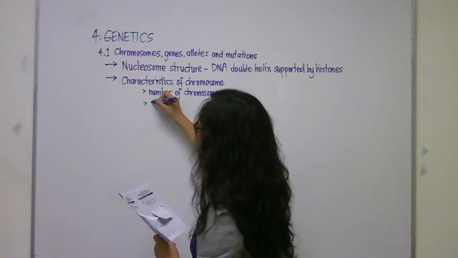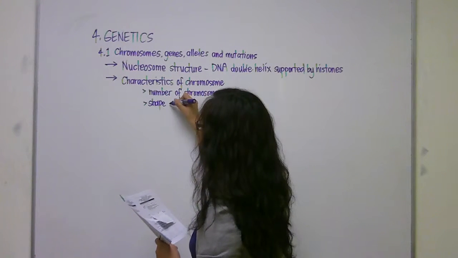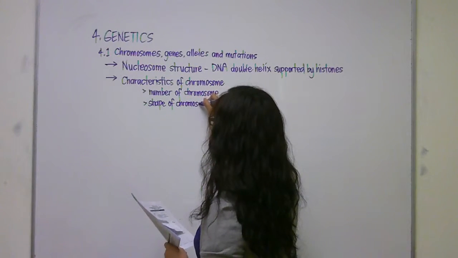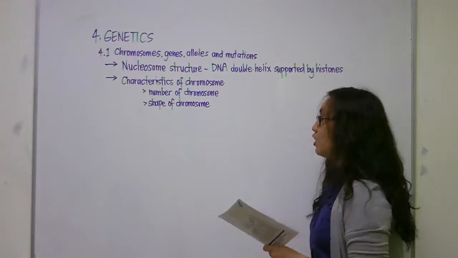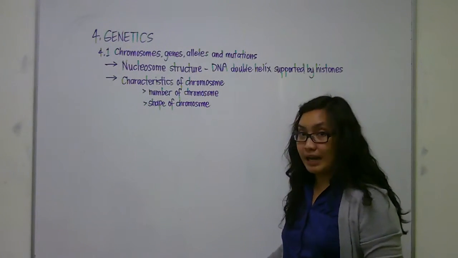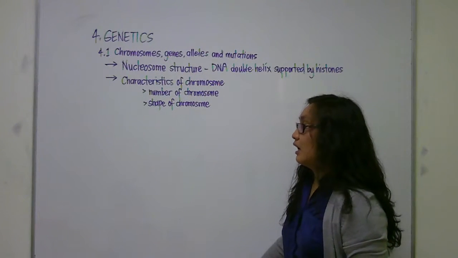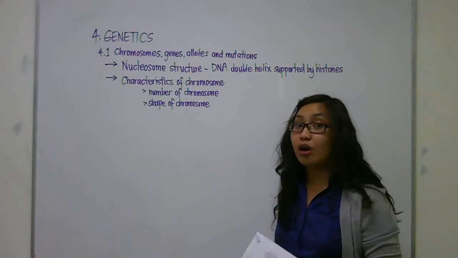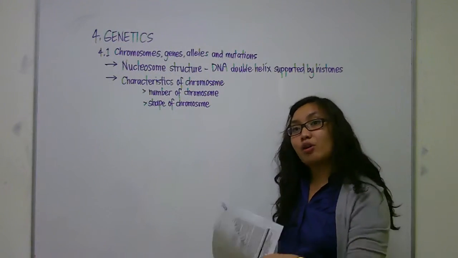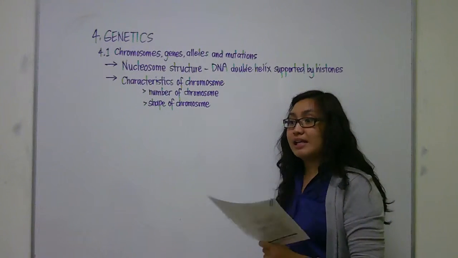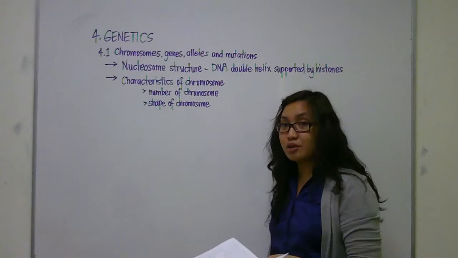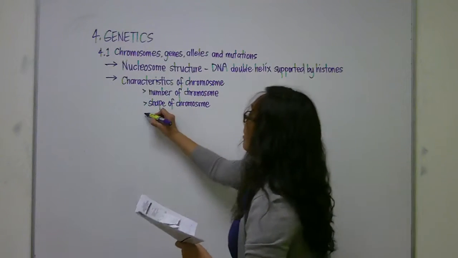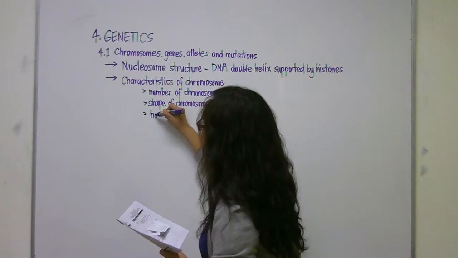We also need to include the shape of chromosomes. A chromosome is made up of a very long and thin thread of DNA strands. There is a part within the chromosome strand that is very narrow. We call that a centromere. Each and every chromosome has a centromere, and it is placed in any part of the chromosome, depending on the length of the chromosome.